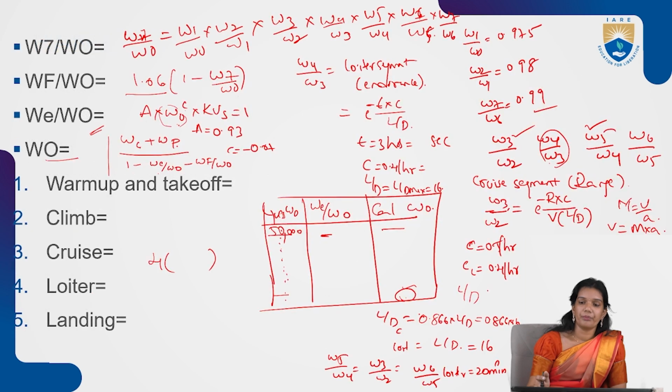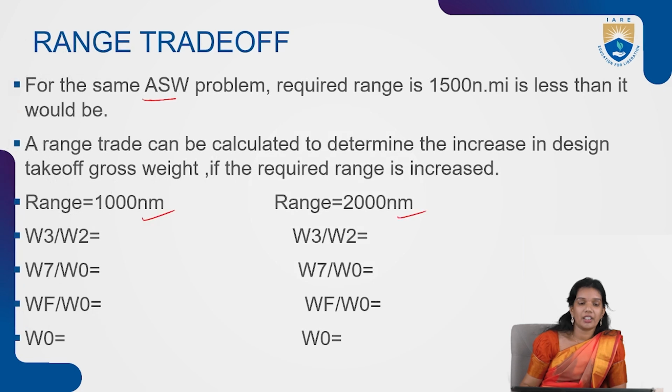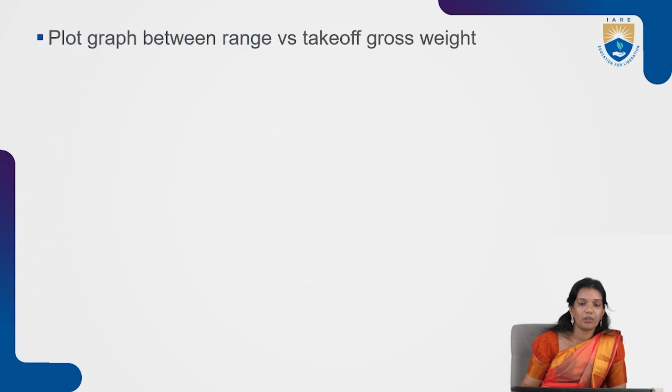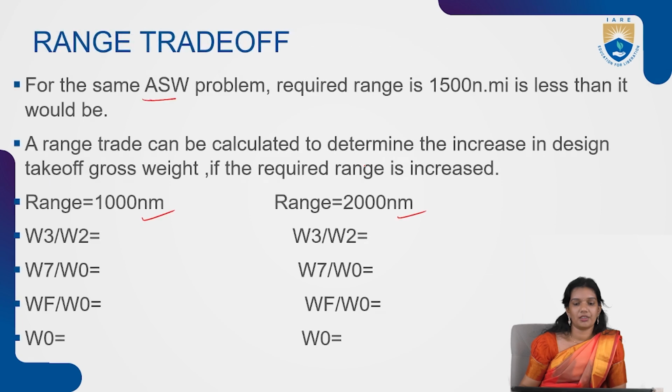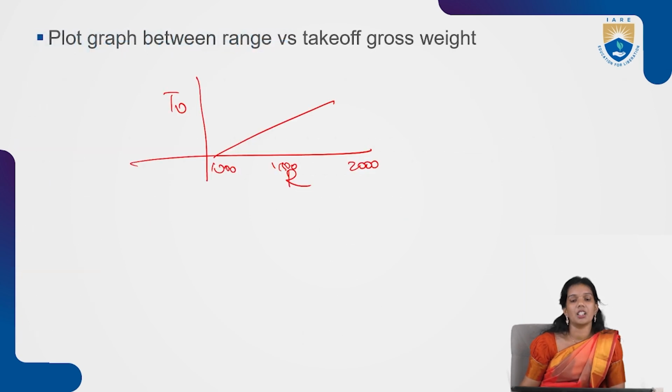The only change that we see is in W3 by W2, for a given range. Here it was 1500, but here it is going to be 1000, and the next time it is going to be 2000, right? So we calculate for two different sets of ranges and make a plot here. My plot is going to be range versus takeoff weight. It should be something like this: 1000, 1500, then 2000, right? So we plot how the calculated takeoff weight is going to be for a given set of different ranges.